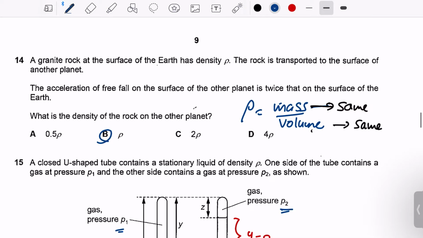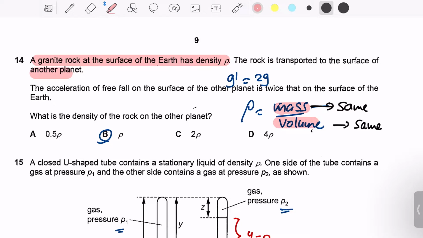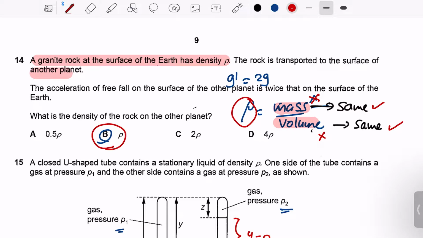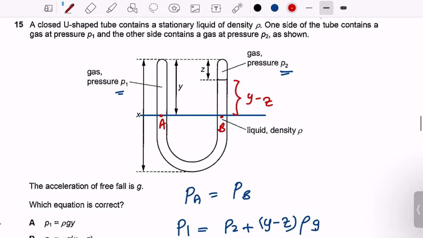Question number 14. Now they are talking about a granite rock on the surface of the earth, and it is taken to another planet. The g dash is twice. That does not matter because density is defined as mass over volume. Mass does not depend on the planet, and volume does not depend on the planet or gravitational acceleration. So mass stays the same, volume stays the same, so the density stays the same. So the answer is B.